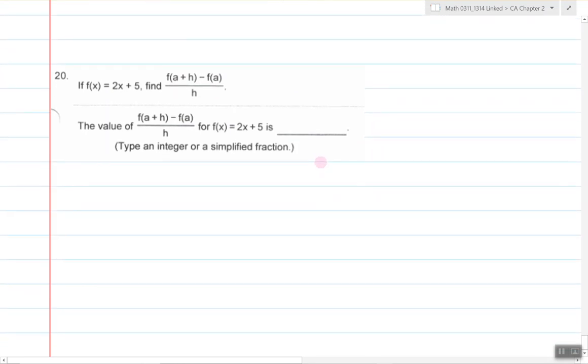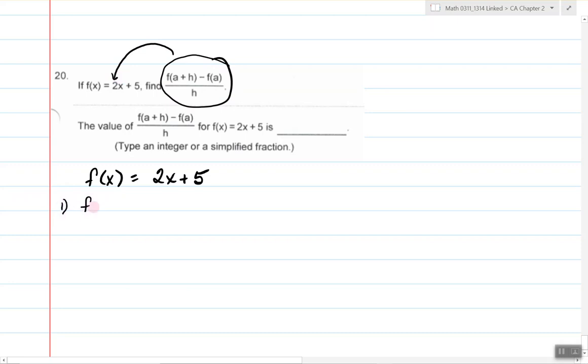Let's look at this one. We are given f of x is 2x plus 5. Now I'm going to find the value of the difference quotient, and I hope that you know it's going to turn out to be 2, but we're going to do it in steps. Number 1, find f of a plus h. Okay, that's 2. In the place of x, I will put a plus h, plus 5. That's 2a plus 2h plus 5.